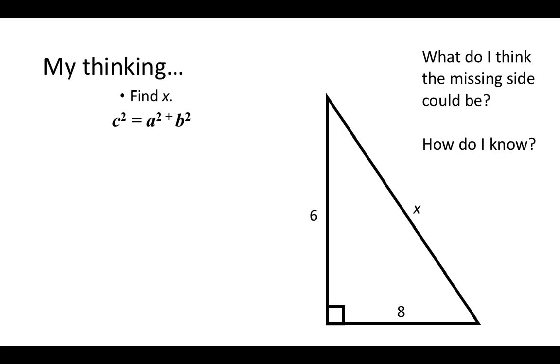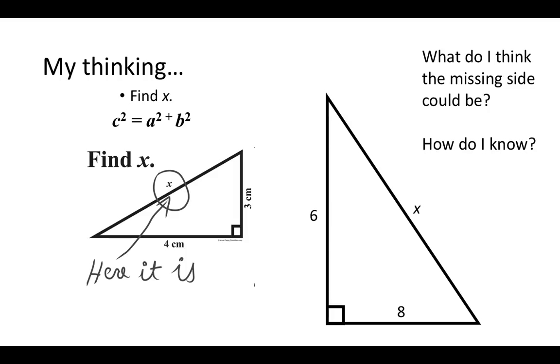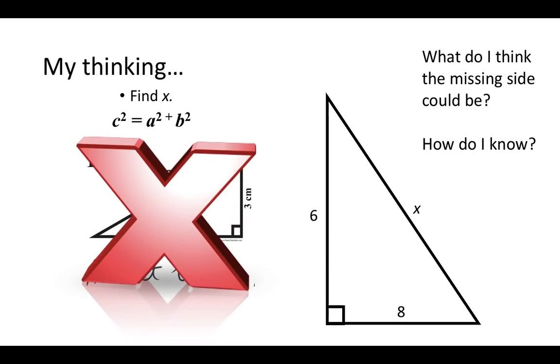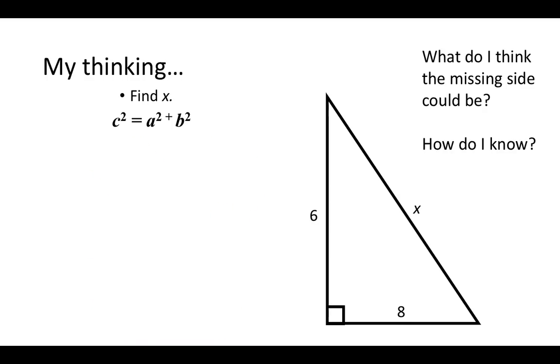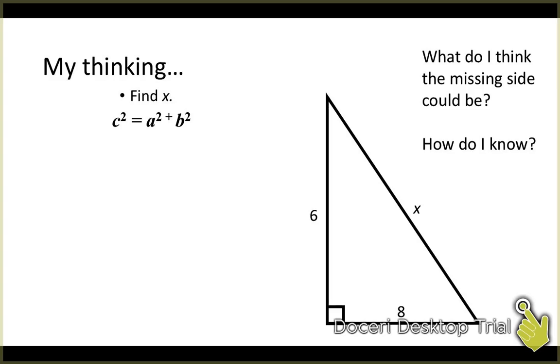If I look on my triangle, it says find x. What do I mean by that? This is not what I mean. Nope, we're actually going to find the value for x, right? So, what do I think the missing side could be? Well, I think it is the hypotenuse. Why? Because it's the side that's opposite this right angle. And I know that's the hypotenuse. I also know that it's the longest side. So it should be bigger than 6 and 10.